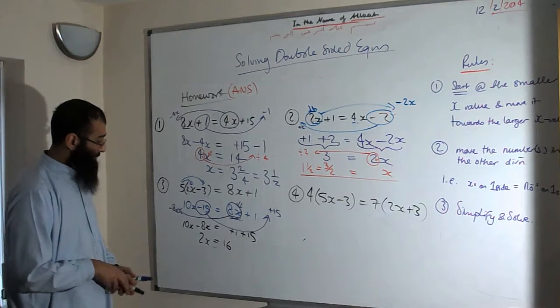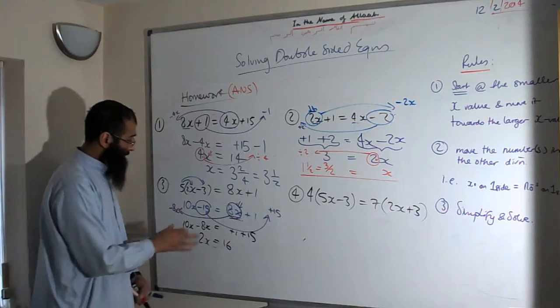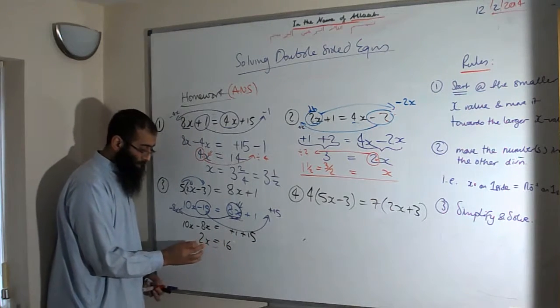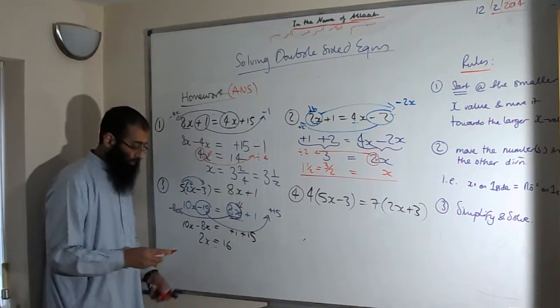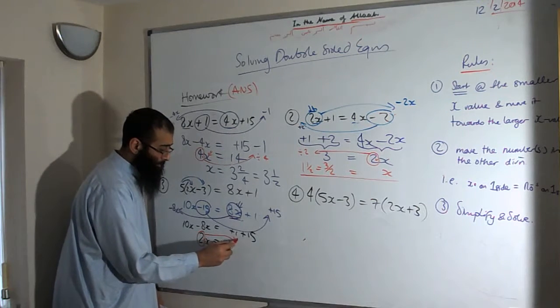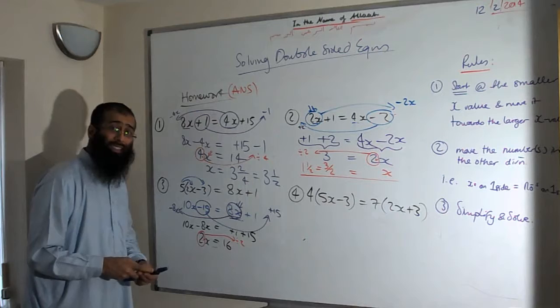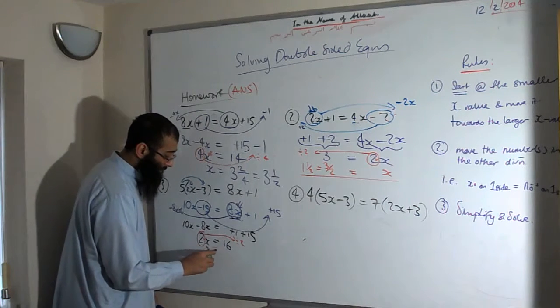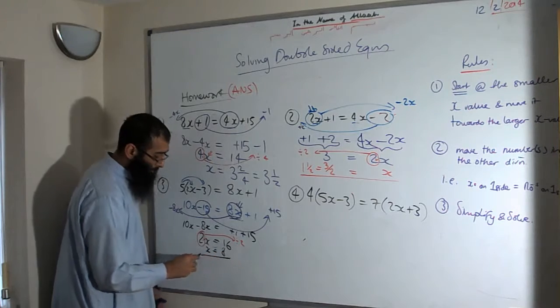Okay, so one last step. We've got the x's on one side, numbers on one side. We've got now 2x equals 16. So the opposite of times by 2 is divide by 2. That's the last part, the solving part. And that gives us a final answer of x is equal to 8.